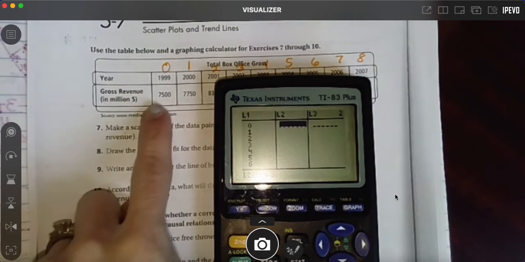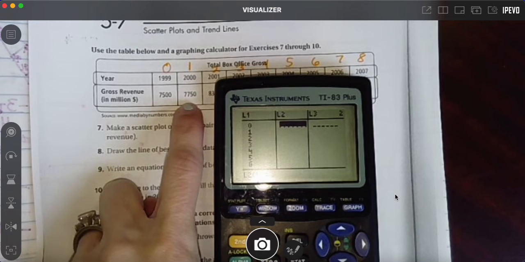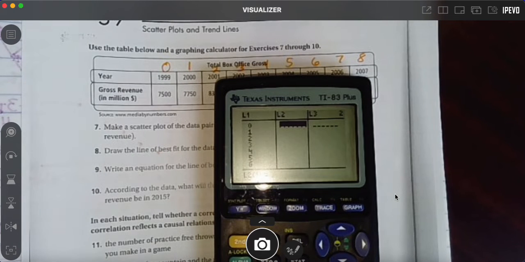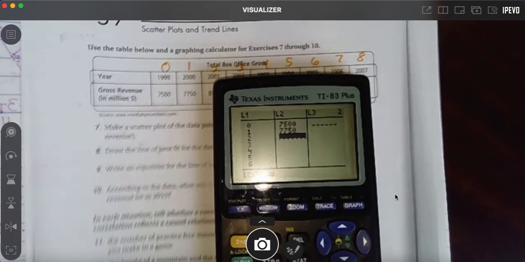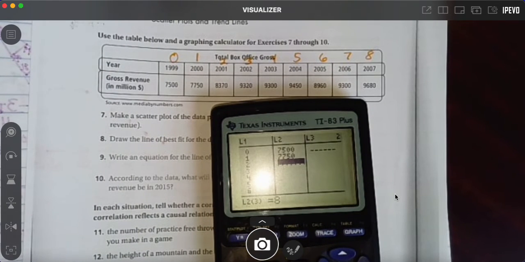So I'm going to enter in my gross revenue, okay? So it would be 7,500, and then y'all just look at your paper so I don't call out these numbers and get people confused. So it's all on your paper. All these numbers in there.